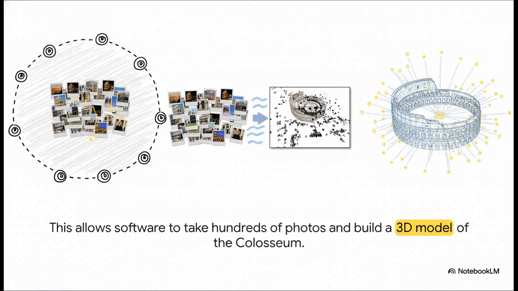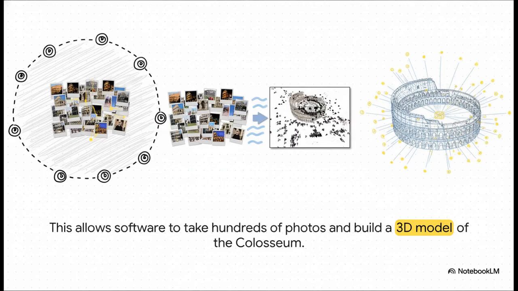Think about this. This is how 3D reconstruction works. You can have software take hundreds, even thousands of different tourist photos of a landmark, like the Colosseum. It finds matching features across all of them, and by comparing those matches, it can figure out exactly where each photo was taken from and then build an incredible, detailed 3D model of the entire structure.